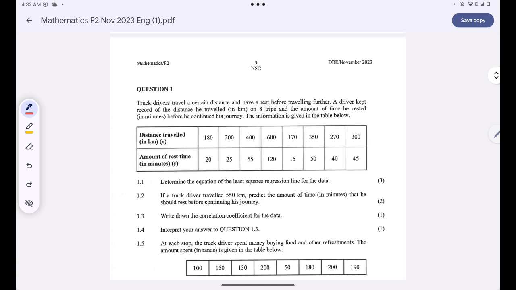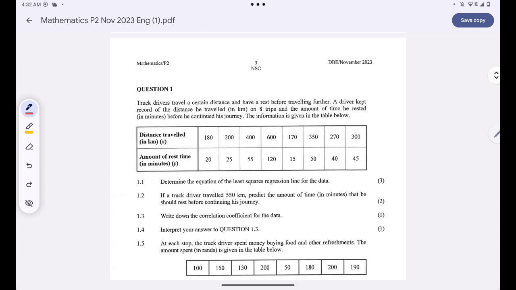Okay, after you insert your x values, go and insert your corresponding y values. Please, guys, don't make the mistake of inserting the y values anywhere. You must know that your 20 for y must be next to 180, your 25 must be next to 200, etc. So I'll have 20, I'll have 25, 55, 120, 15, 50, 40, and 45.